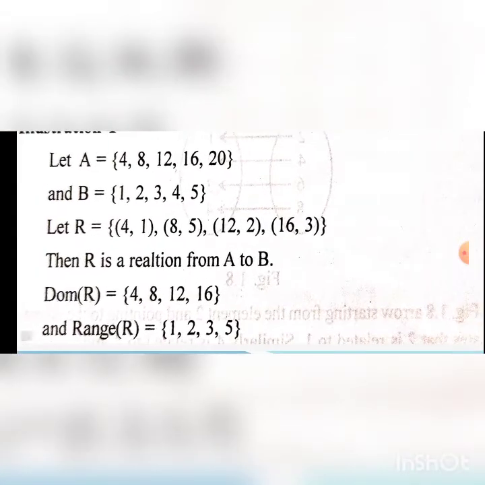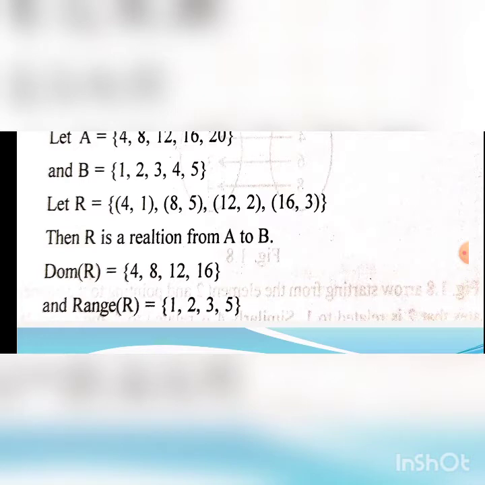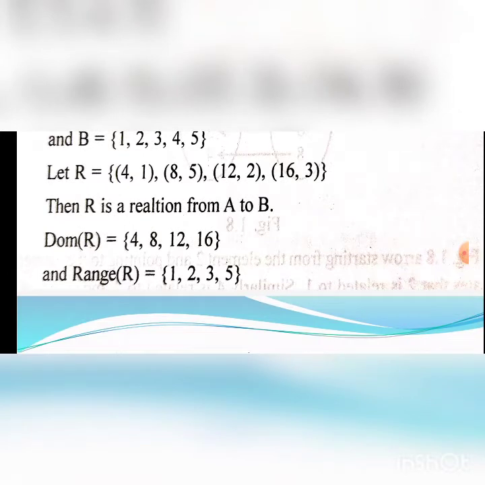Then what is the domain of R? Domain of R means all the first elements of the ordered pairs, that is 4, 8, 12 and 16. And what is the range of R? Range of R means all the second elements from the ordered pairs, that is 1, 2, 3 and 5.